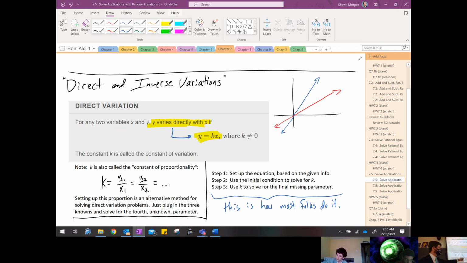And then I got a little step-by-step approach. You guys are taking diligent notes over here today. I got a little step-by-step approach. Step 1, step 2, step 3. Jot those down quickly. This is how most folks will work a direct variation problem. Okay.